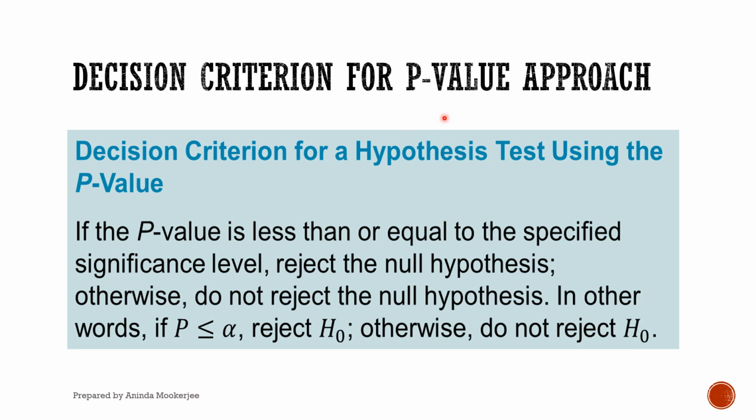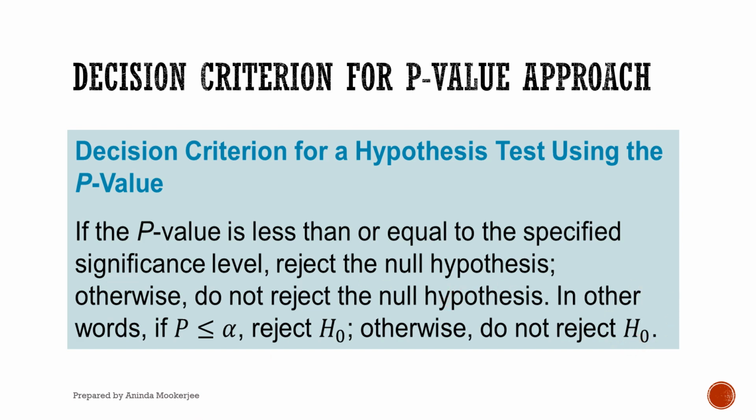Now, once we obtain the p-value for our test statistic, how do we decide whether the null hypothesis should be rejected or not rejected? What is the decision criterion for the p-value approach? It says, if the p-value is less than or equal to the specified significance level, then reject the null hypothesis. Otherwise, do not reject the null hypothesis. In other words, if p is less than or equal to alpha, reject the null hypothesis. Otherwise, do not reject the null hypothesis.